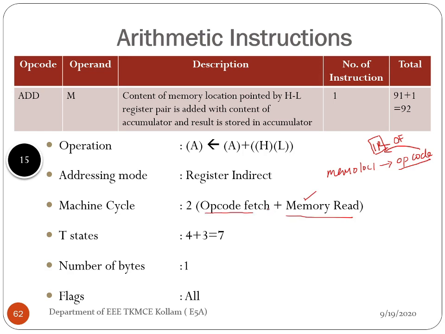So in order to complete the execution of this instruction, it requires two machine cycles. One is opcode fetch and another one is memory read. For opcode fetch, the number of T-states required is 4 and for memory read, the number of T-states required is 3. So the total T-states required to complete the execution of this instruction is 7. As it belongs to arithmetic and logical operation, all flags are affected.